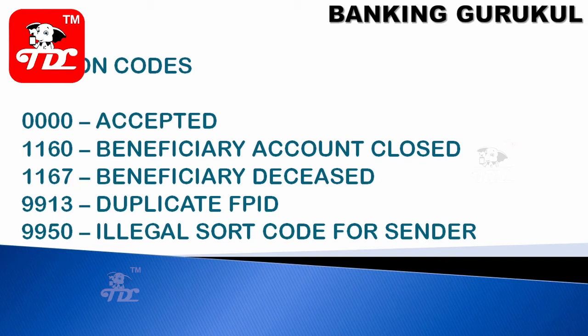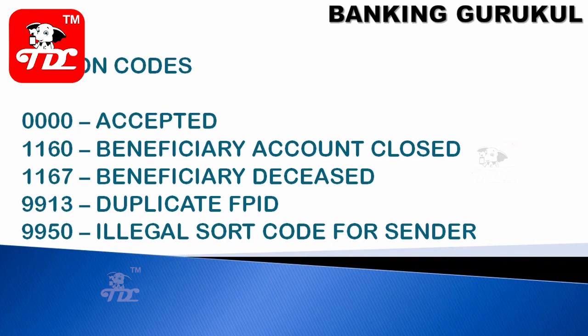How to verify action codes, whether your message is accepted or rejected, or whether there are any CI instructions. If the action code in your message is 0000, your transaction is accepted without any validation. If it starts with 1160, your beneficiary account is closed, so your transaction is rejected. 1167 is beneficiary deceased: the funds are going to another bank's customer who has died, then you will get a rejection.